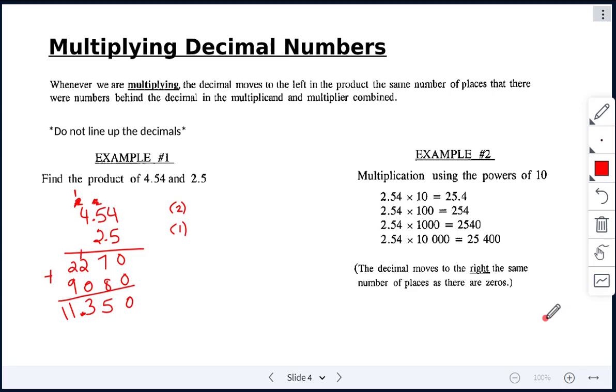On the right hand side is example 2. So here we're just noticing a pattern multiplication using the powers of 10. So here 2.54 times 10, that became 25.4. 2.54 times 100, that becomes 254. So notice how many places the decimal place is moving. 2.54 times 1,000, now that becomes 2,540. 2.54 times 10,000, that became 25,400. All right, so the decimal place is moving to the right, the same number of places as there are zeros.